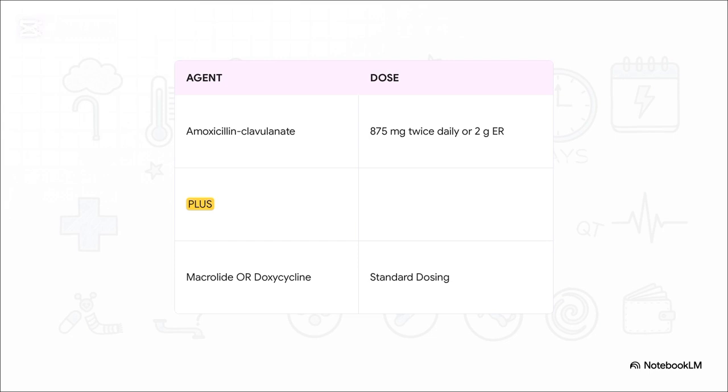Here, we level up our main antibiotic. Instead of plain amoxicillin, we use amoxicillin clavulanate. You can think of the clavulanate part as a bodyguard for the amoxicillin. It stops certain bacteria from breaking it down. And, of course, we still pair it with either a macrolide or doxycycline to get that all-important atypical coverage.